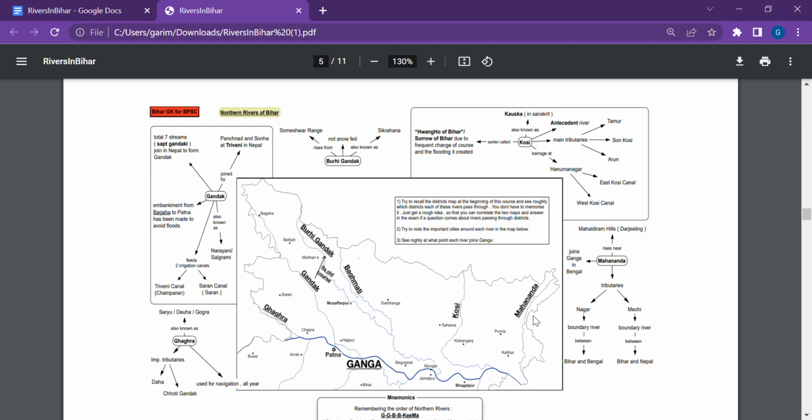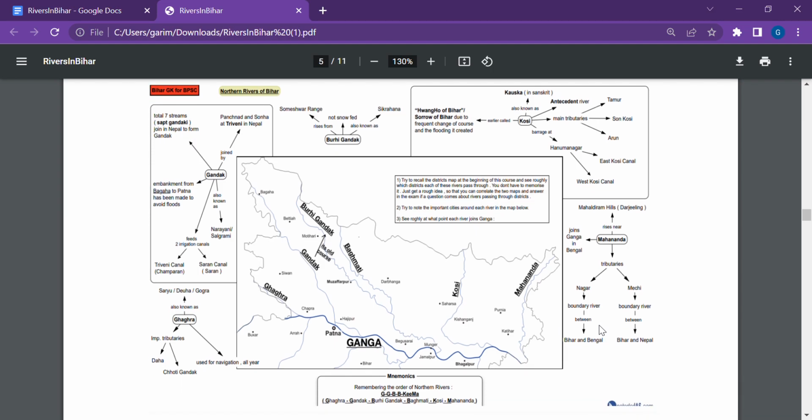Next one is the Mahananda. It rises near the Mahaldiram Hills, which is in Darjeeling, and it joins the Ganga in Bengal. The Mahananda joins in Bengal because it itself originates in the very eastern side of Bihar, so it will eventually join the Ganga in Bengal. It has a lot of tributaries. The very first is Nagar, and the second one is Mechi.